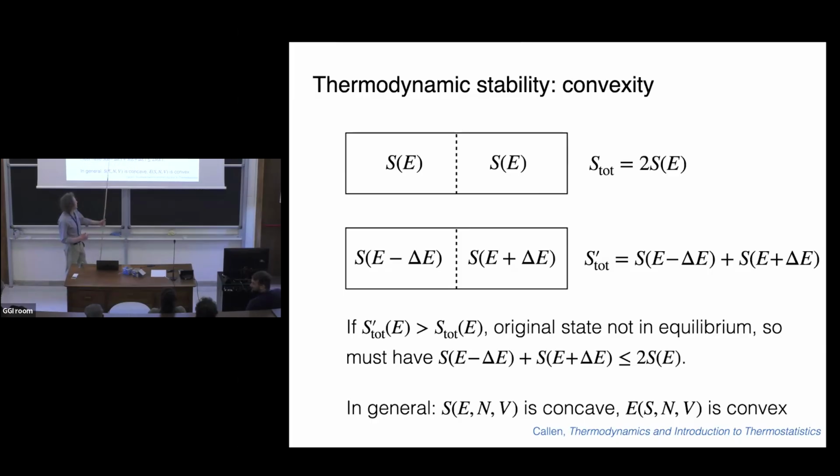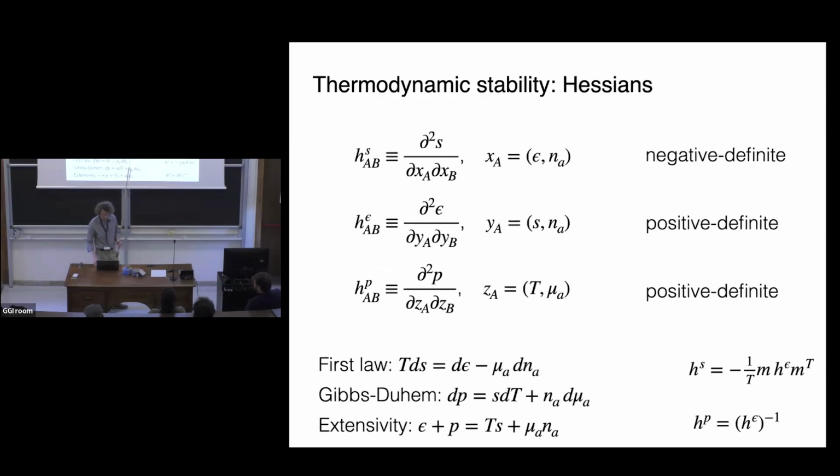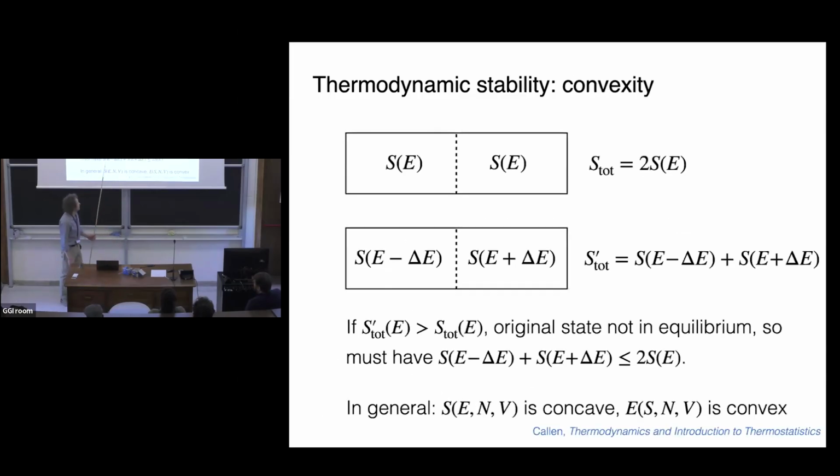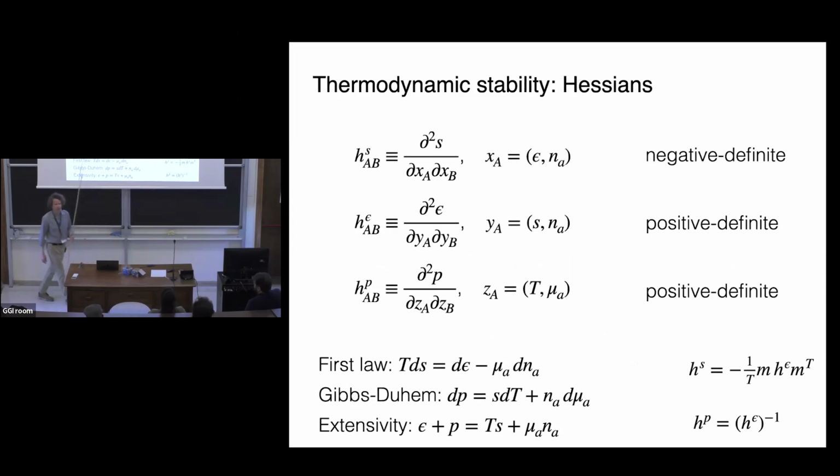So anyway, this is a simple argument of thermodynamic stability. Now, this was a global statement about finite changes in energy. Infinitesimal statements about stability are given by second derivatives of thermodynamic potentials, the so-called Hessians. A Hessian is just a matrix of second derivatives.